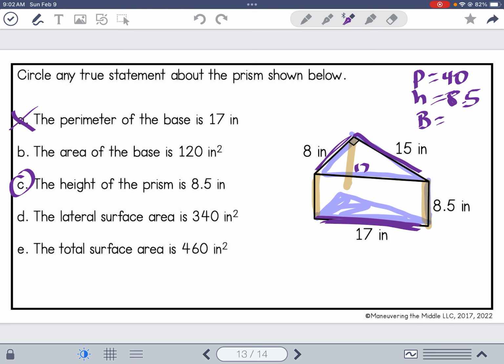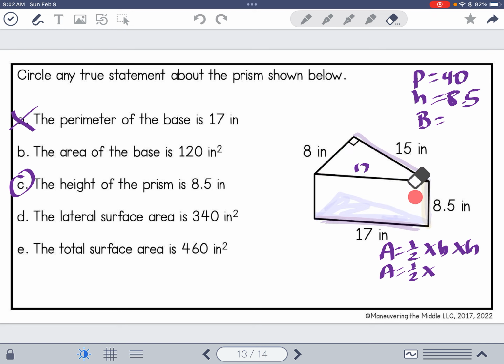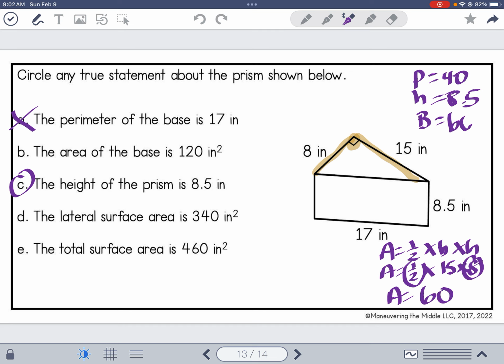The area of the base, area equals 1/2 times base times height. Okay, let's get rid of all this. On my triangle, let's locate our right angle. There it is. That connects my base to my height. So it's 15 times 8. Half of 8 is 4, and 4 times 15 is 60. So the area of the base, that's wrong. Guess what they forgot to do. That's right, they forgot to cut it in half.